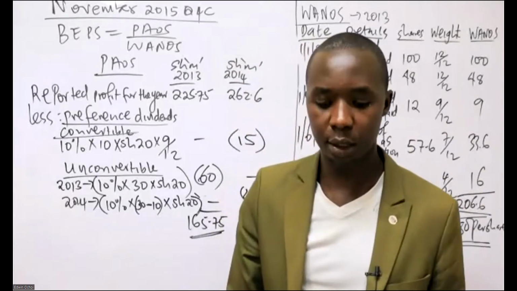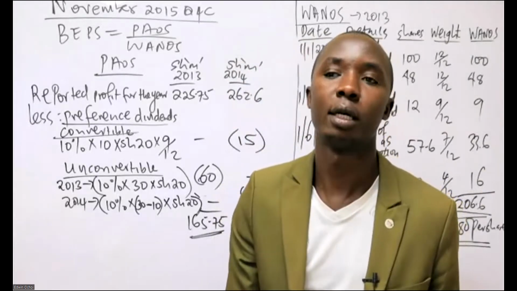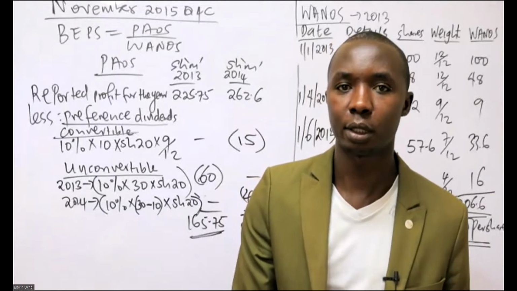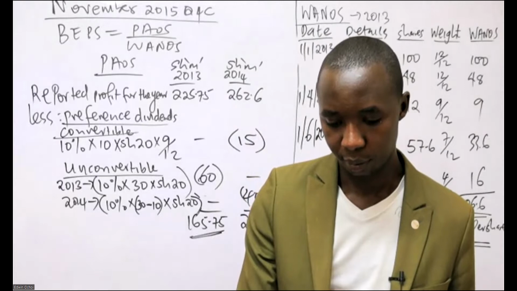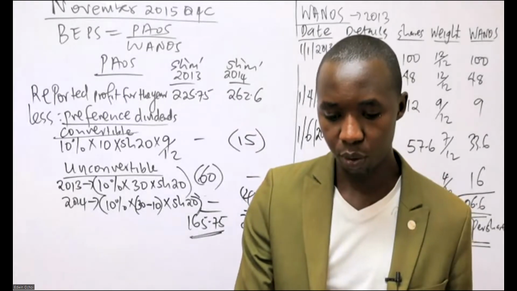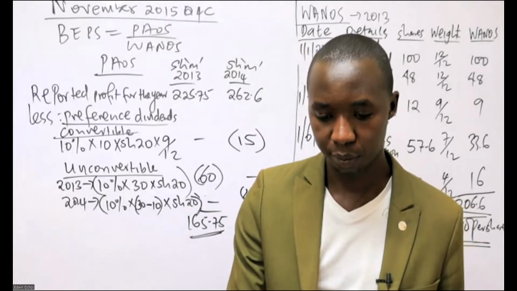Another thing you need to know is that if you start getting answers like shillings 1,000 per share, which company does that? It will be obvious that you are wrong.